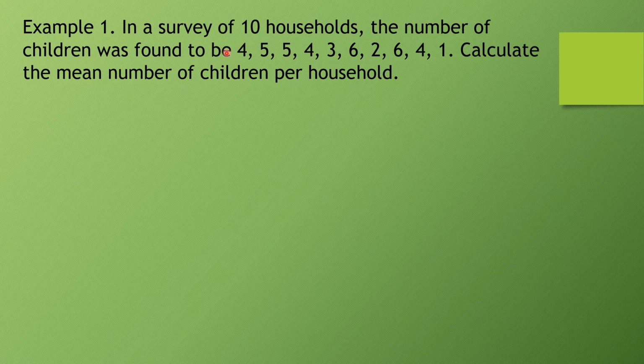Example number 1. In a survey of 10 households, the number of children was found to be 4, 5, 5, 4, 3, 6, 2, 6, 4, 1. Calculate the mean number of children per household. So we have here the solution. X bar, of course, we're going to use the formula. X bar is equal to the summation of x over n.